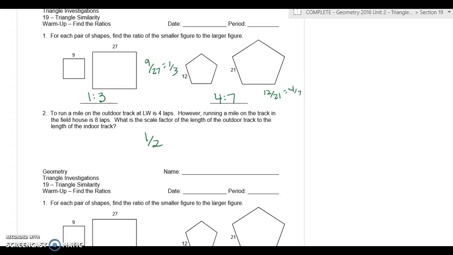In section 19, we're exploring triangle similarity, what it means to be similar, and maybe some shortcuts that we can have to demonstrate similarity a little bit quicker.